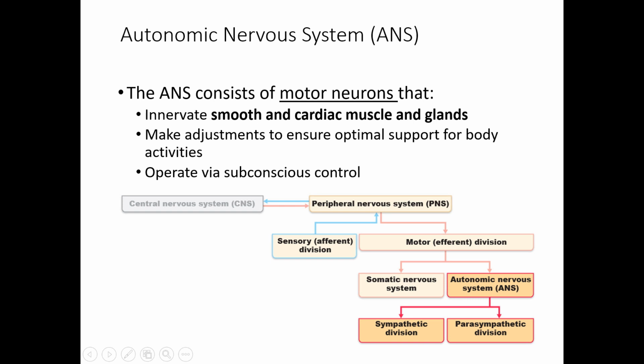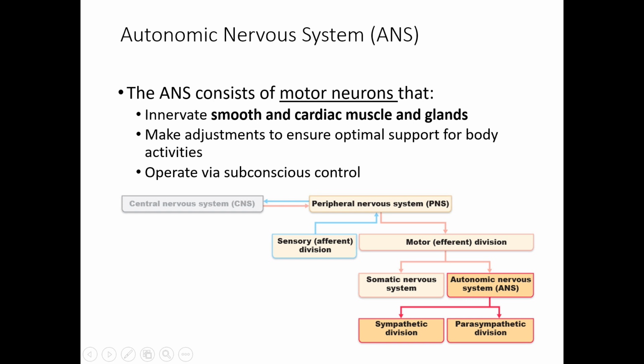And we also have motor or efferent division. It carries information from the brain and spinal cord to the muscles and glands. That part that carries information to the skeletal muscles and activates them so we could move our body is called somatic nervous system. And the other portion that carries information and activates muscles in our heart and smooth muscles inside of our organs and also our glands is called autonomic nervous system.